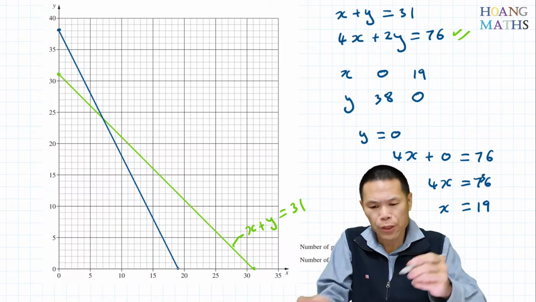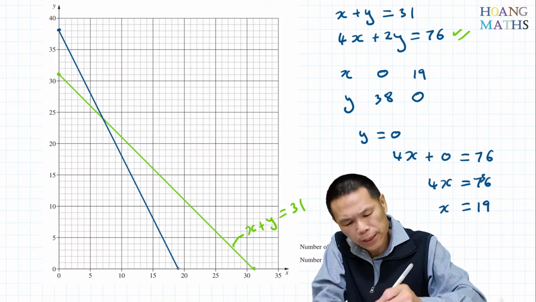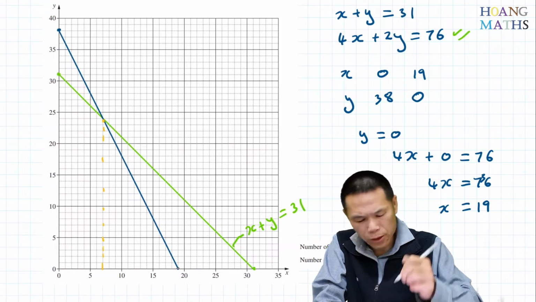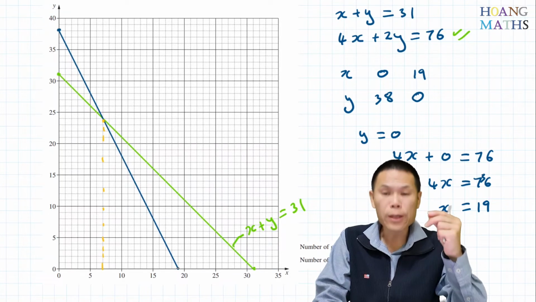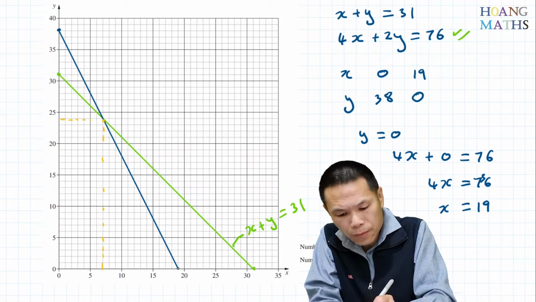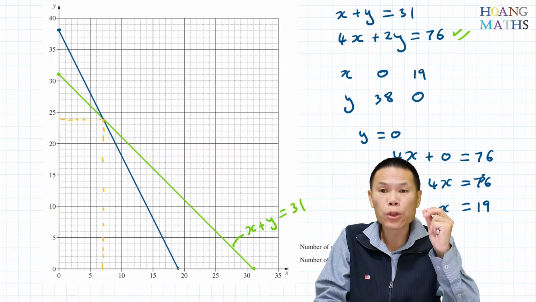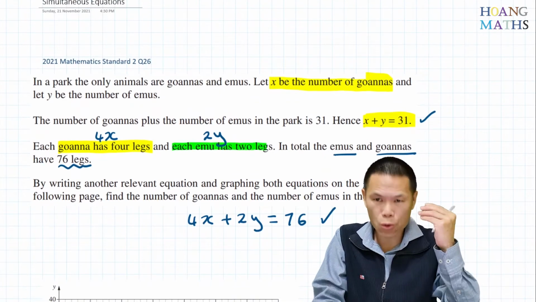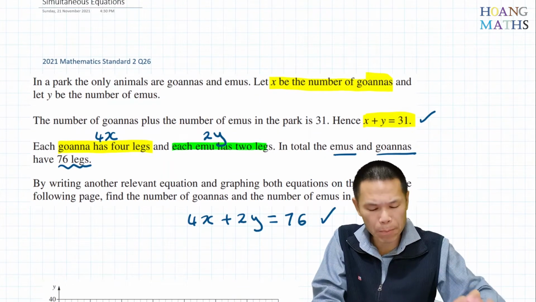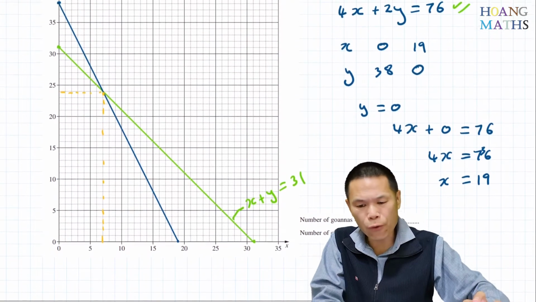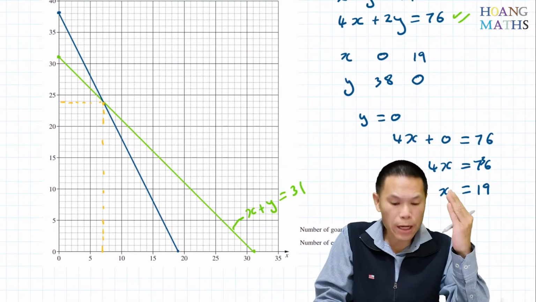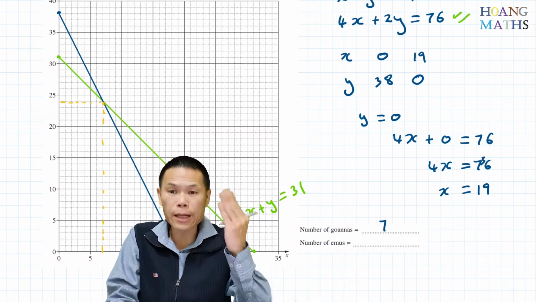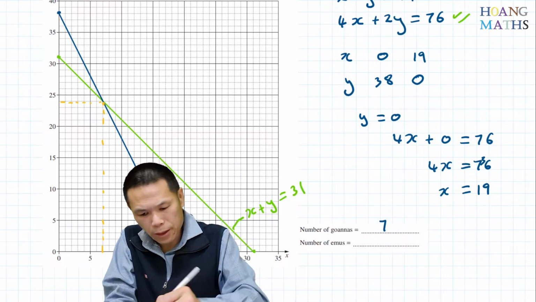So there you go. So we just need to look for the point of intersection. This is the point of intersection, okay? So that is x is equal to 7 and y is equal to 24. And don't forget, x is the number of goannas and y is the number of emus. So therefore, we need to answer the questions. The number of goannas is 7. And then the number of emus is 24.